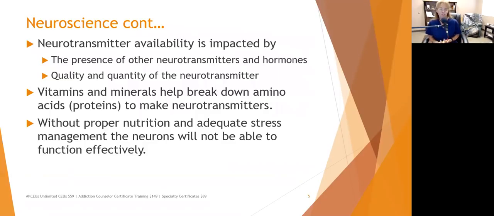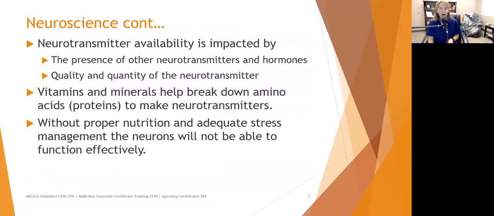Vitamins and minerals help break down amino acids, which are proteins, to make neurotransmitters. And again, I'm going to show you a diagram in a second. So it's important to understand that you can't just have crap. Crap in produces crap out. So we want to make sure that you're getting something relatively healthy.